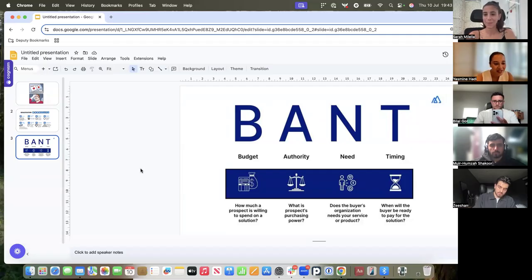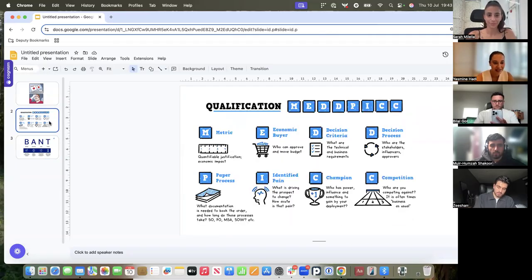So if you go to your MedPick slide just above. So your MEDDPICC gives you a full view of the deal. As a BDR and SDR, you don't have to go through each one of them, but it's good to look at some. Like, for example, as a BDR, I would focus on pain, champion, and decision process.